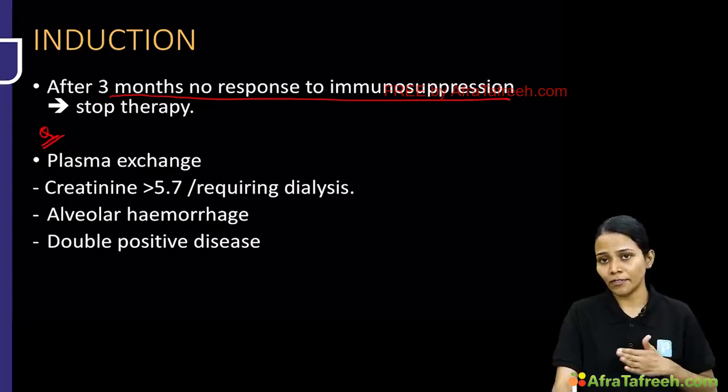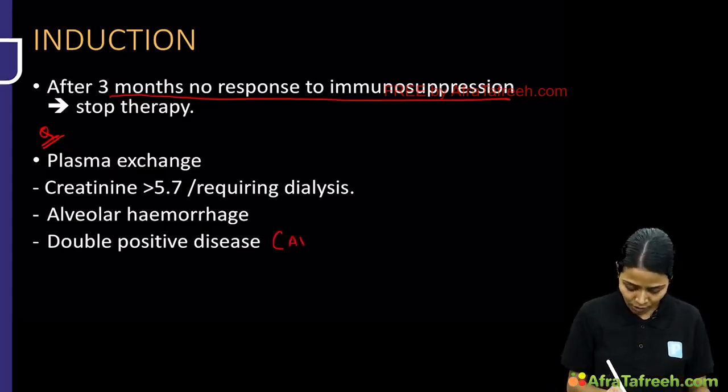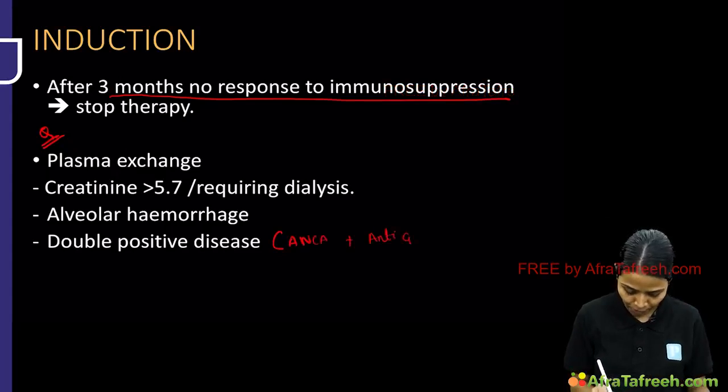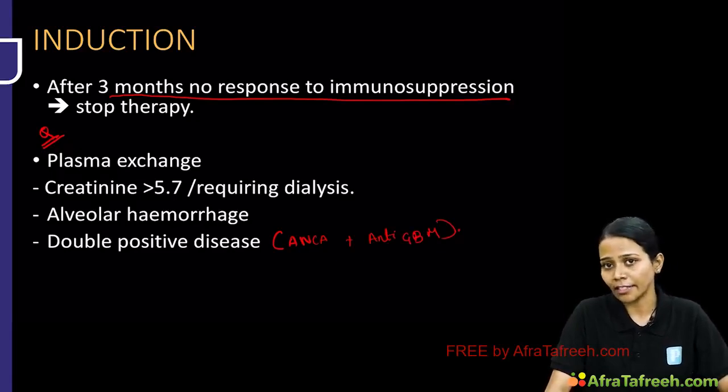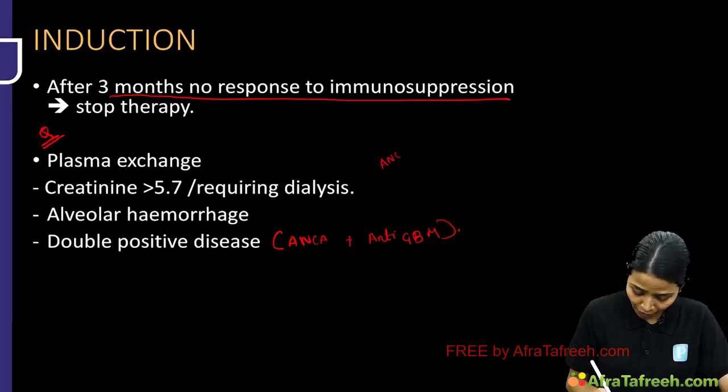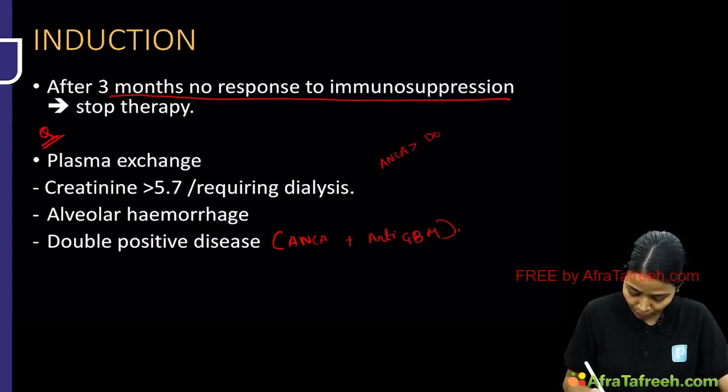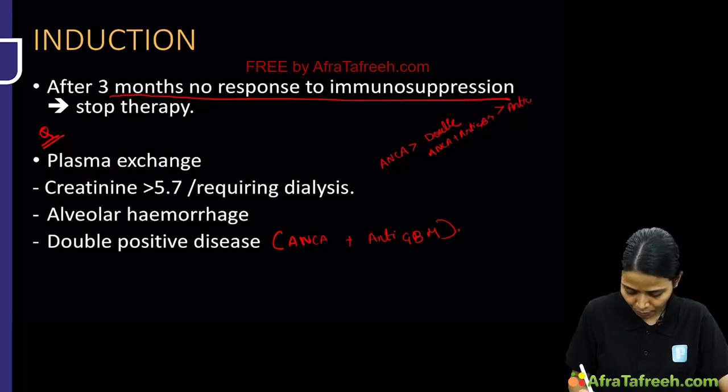Next is double positive disease, that is, we saw this in the chapter of anti-GBM. If there is ANCA plus anti-GBM positivity, then also you treat it with plasmapheresis, but the rest of the treatment is like ANCA vasculitis only, and it is not like anti-GBM. So here I would like to stress upon the fact that the prognosis of ANCA is better than double positive disease, that is ANCA plus anti-GBM, which is better than anti-GBM disease, okay.